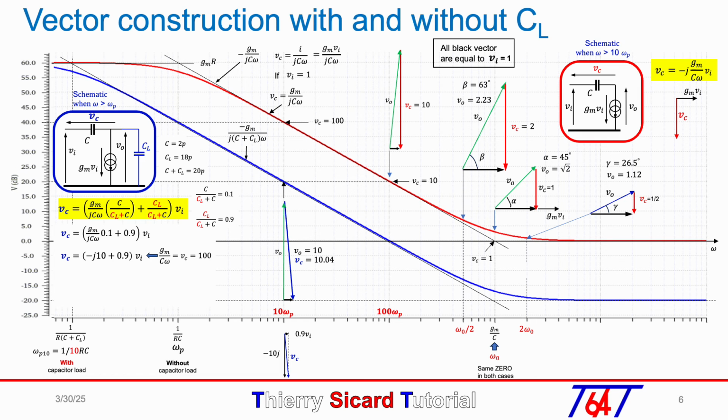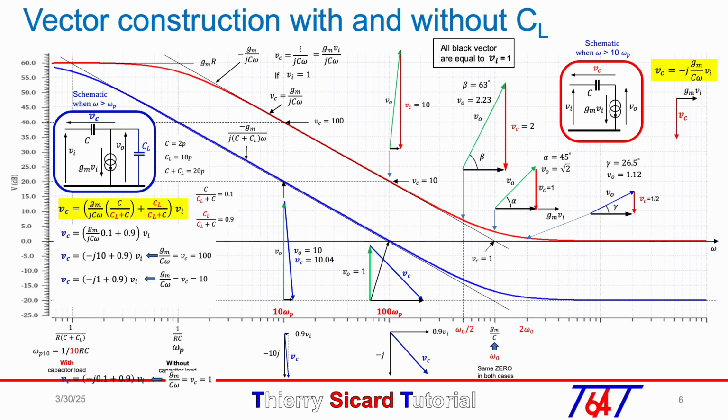and a phase of almost 90 degrees. We proceed in the same way for 100 omega p, where Vc equals 10, by first evaluating the magnitude and phase of the vector Vc with respect to Vin, performing the vector sum of 0.9 Vin on the horizontal real axis and the vector minus 1j on the negative vertical imaginary axis to obtain Vc with a phase close to 45 degrees. With this vector information Vc, we can plot the vector construction to obtain a Vout equal to 1 and a vector Vc with a square root of 2 amplitude and 45 degrees phase.